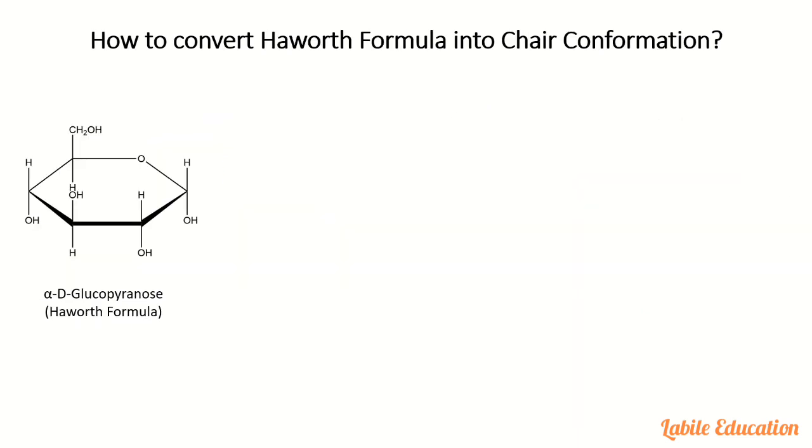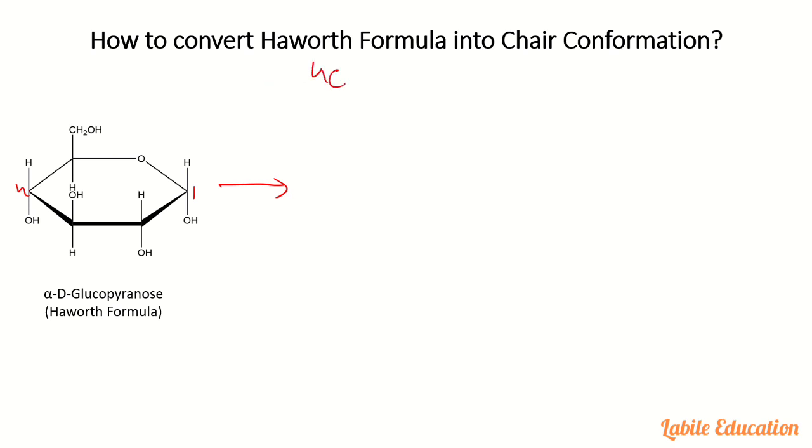Now the next thing is how to convert the Haworth formula into the chair conformation. So this is the Haworth formula. This is the pyranose form, the six-membered form. So now we have to convert it into the chair conformation. For the chair conformation, generally what we do is this is the one carbon, this is the four carbon.